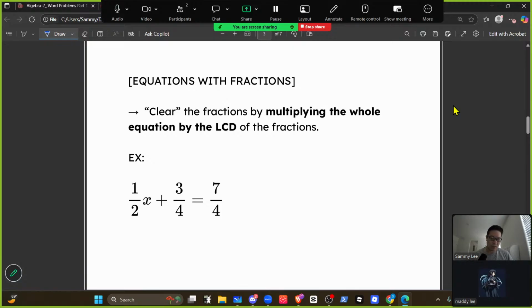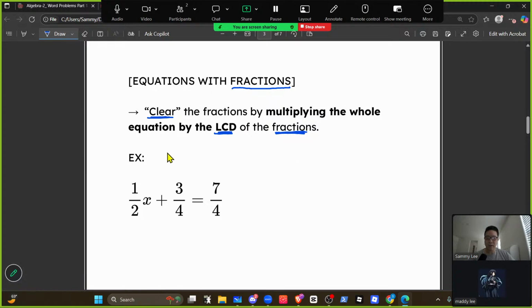find the least common denominator, we're going to use that method to deal with equations with fractions, okay? When you're solving equations, you're going to run into situations where you run into fractions, and you don't want to deal with fractions when you're solving equations. It's not convenient. And the method to deal with it is to clear the fractions. In other words, get rid of the fractions by multiplying the whole equation by the LCD of the fractions.